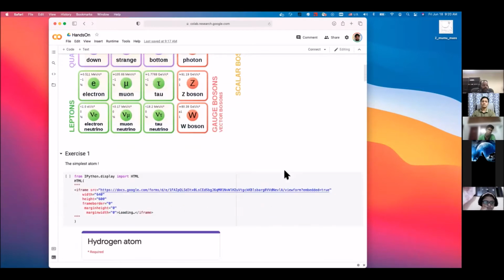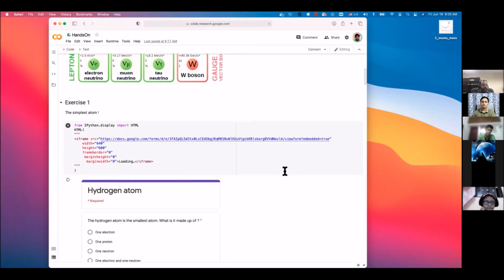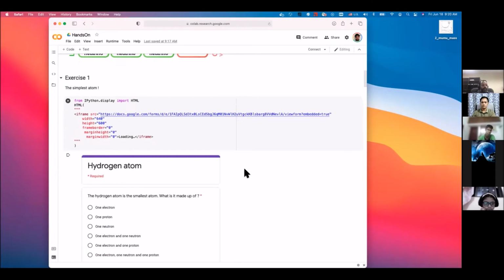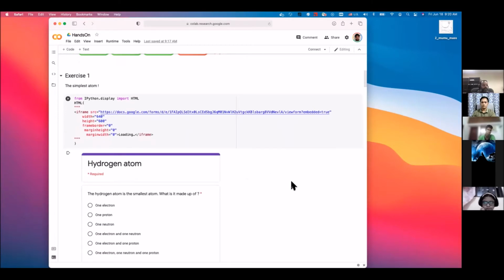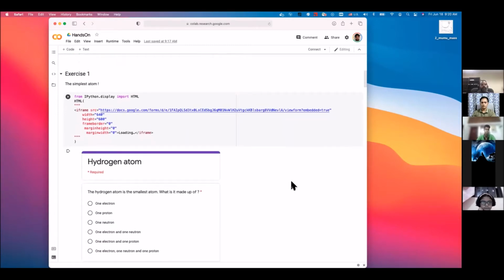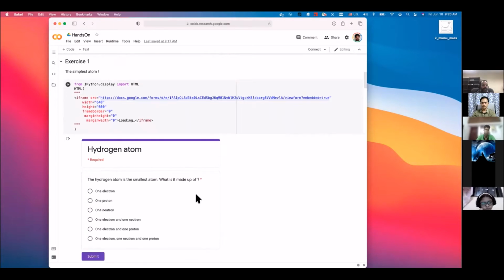Now, there are some questions here. There's one coming up. What is the simplest atom? The hydrogen atom is the smallest atom. What is it made up of? There are a couple of options here. You can fill it up and click submit. One electron, one proton, one neutron, or one electron and one neutron. So go ahead. You can click on that and then click submit. So done. Okay, cool.